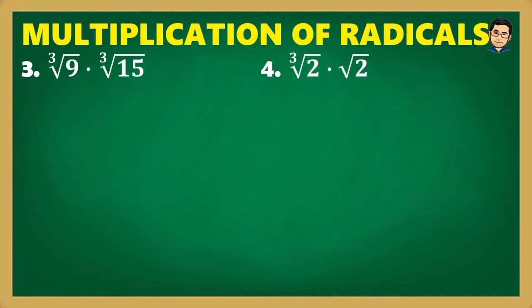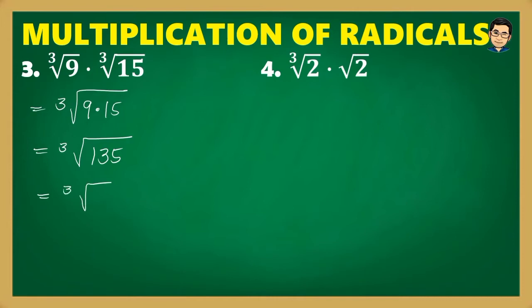For the next example, cube root of 9 times cube root of 15. Multiply lang natin 9 times 15 is 135. 135 is not a perfect cube, pero meron siyang factor na perfect cube, which is 27. So express natin yung factors ng 135 na kung saan meron siyang factor na perfect cube, which is 27. 135 divided by 27 will become 5.